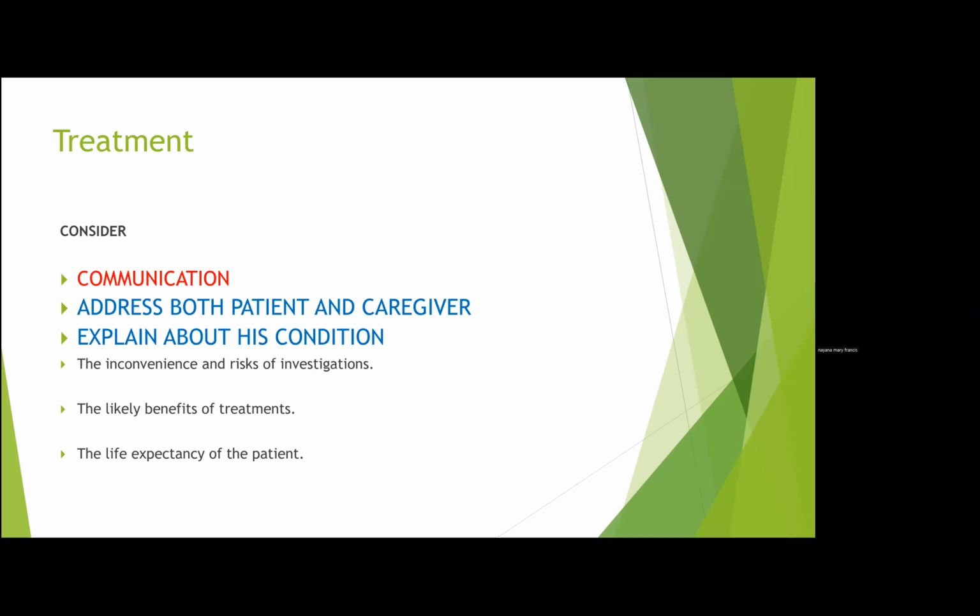No. First, we have to communicate with them. In this situation, we have to address both the patient and the caregiver. As we said before, psychological support has to be given both to the patient and to the caregiver. To the patient, empathy is very important.